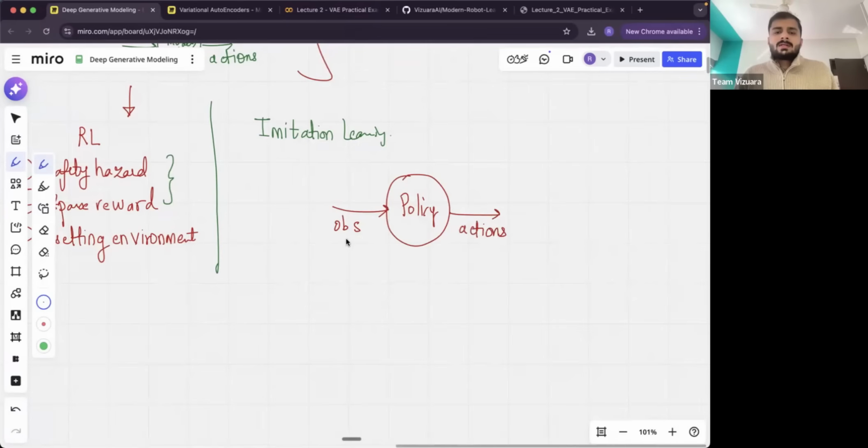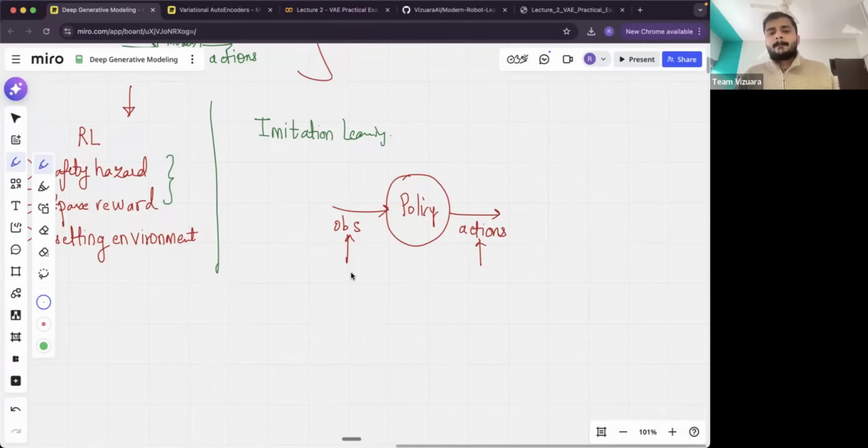Can anyone tell me the size of these observations and actions for the SO101 arm? How many dimensions is the input vector and how many dimensions is the output vector? So great. All of you are getting this correct. You have six-dimensional inputs and six-dimensional outputs.